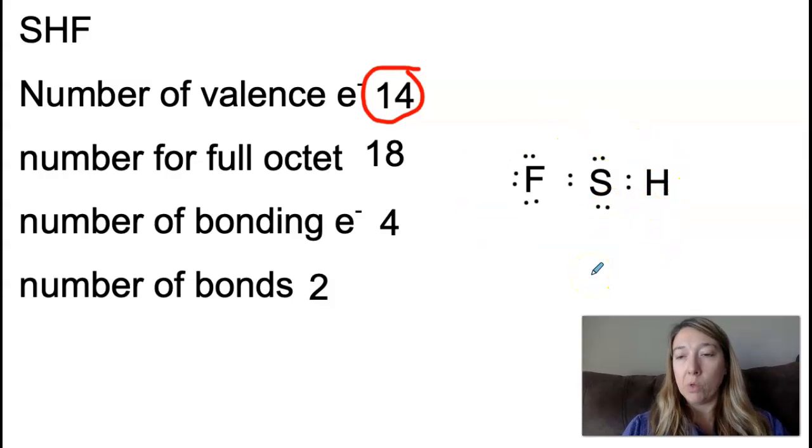And then the last thing we want to do to make sure that we've done it right is make sure that everything has a full octet. So we look at fluorine, it's got 8 around it. We look at sulfur, it has 8. And then we have hydrogen with 2. So this is a relatively simple molecule because everything went in as a single bond. And we didn't really have to do anything fancy.